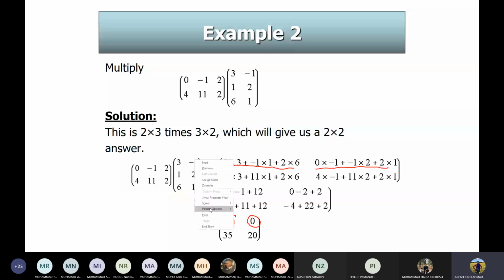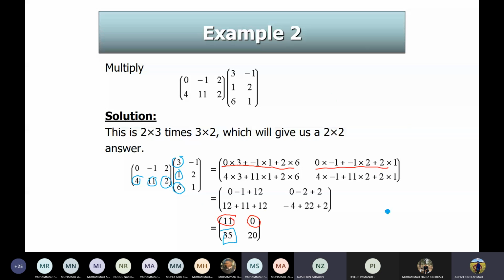Okay. So yang ini 4 darabkan dengan 3. So the third one you are going to have 4 darabkan dengan 3 tambah 11 kali 1 tambah 2 kali 6. So awak akan dapat dia sama dengan 35. Okay. 3 kali 4, 12 tambah 11 tambah 12.